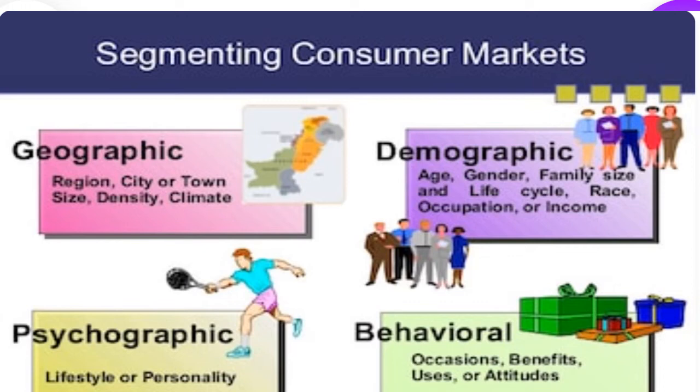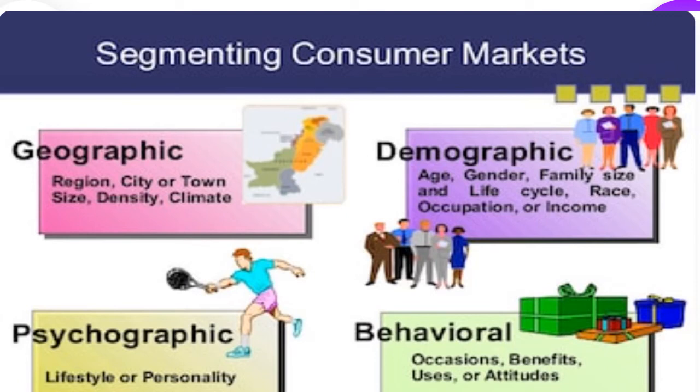And the second one is demographic segmentation. Market is divided into groups based on variables such as age, family size, family life cycle, gender, income, occupation, education, and religion. Example, Pond's powder company's age-defying serum.